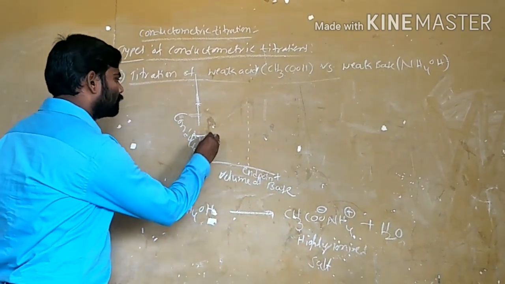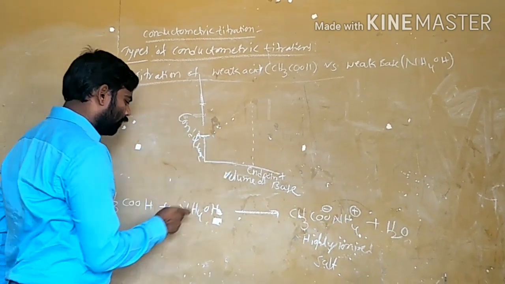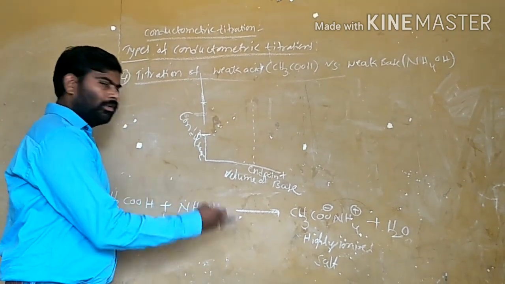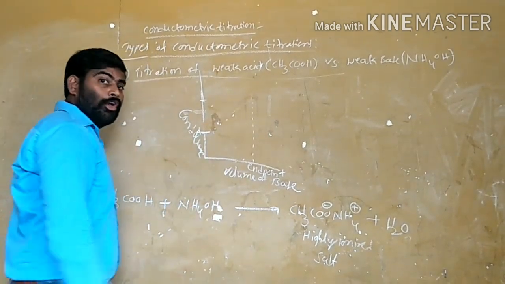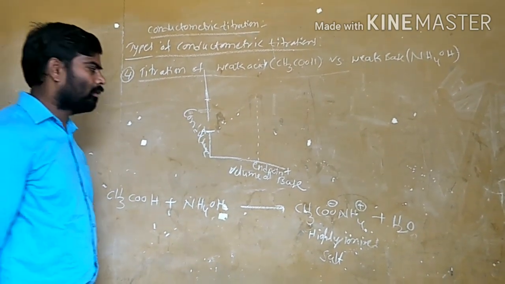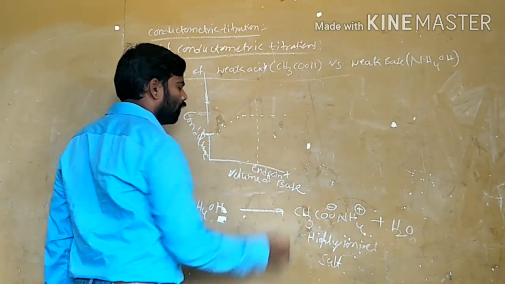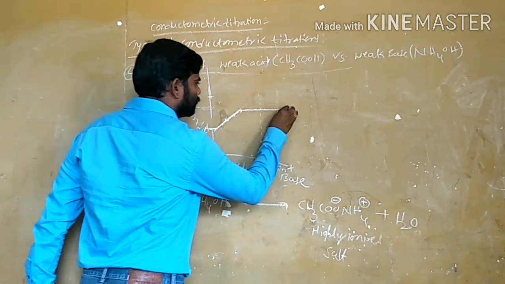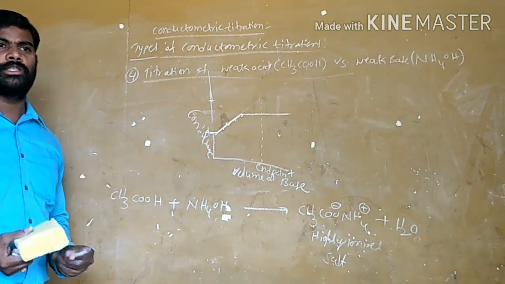That's why the conductance value slightly increases by the gradual addition of weak base to the weak acid. Then after the neutralization of this acid, we are adding weak base, which is only partially ionized. That's why there is no appreciable change in the conductance values after the neutralization. We get a graph like this in the case of weak acid versus weak base.